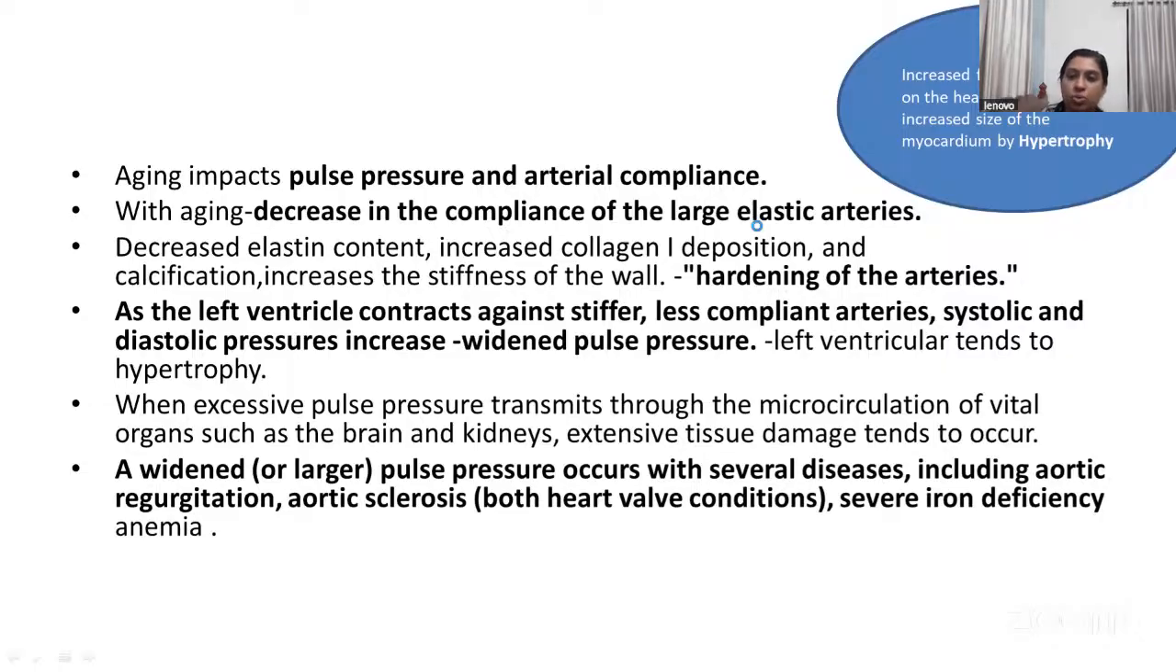Increased functional demand on the heart produces increased size of the heart myocardium by means of hypertrophy. Hypertrophy means increase in size of cells, and hyperplasia means increase in number of cells. So, increased functional demand is met by the heart by means of hypertrophy.